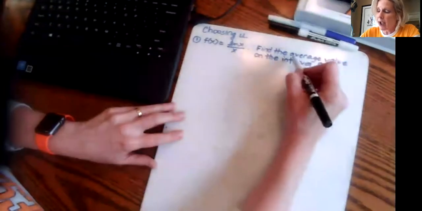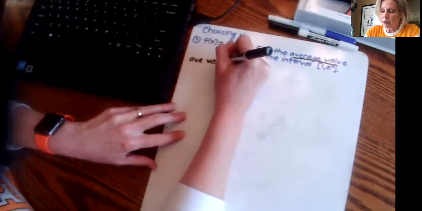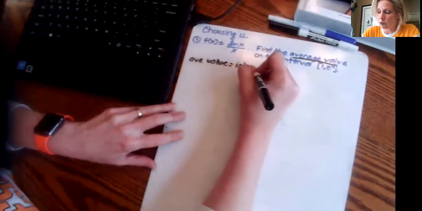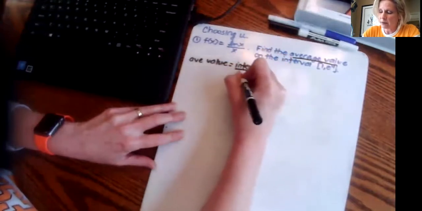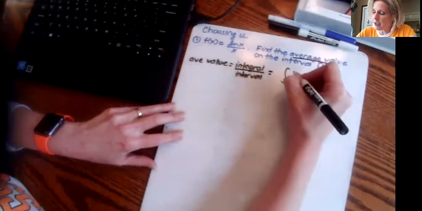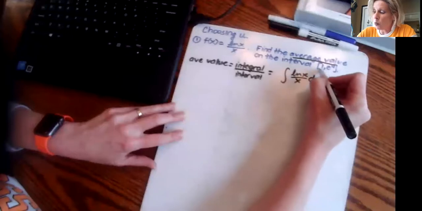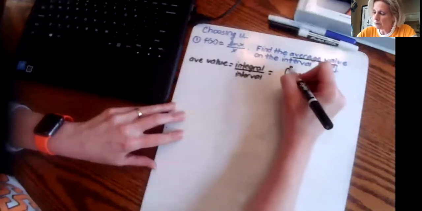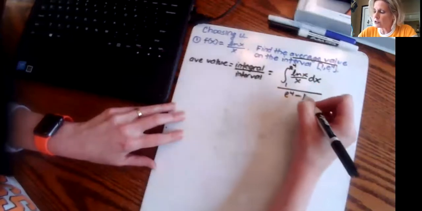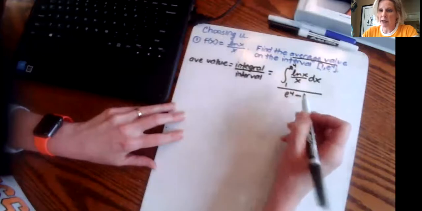Now, since I'm asking you for average value, I want to remind you that the average value formula or memory trick I use is integral over interval. And our integral would be the integral of f of x, so ln of x over x dx, from 1 to e to the 4th, over the interval, which is e to the 4th minus 1, which is always your upper minus your lower bound, or your right hand minus your left hand boundary.